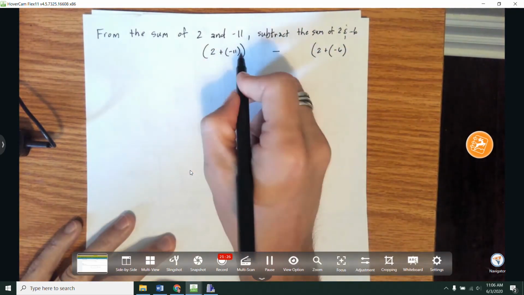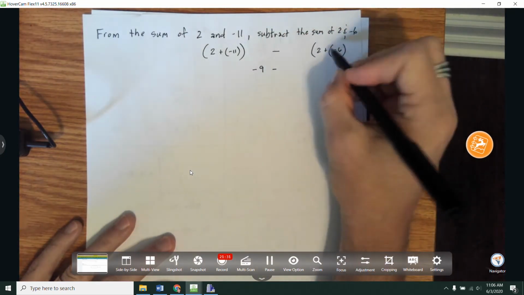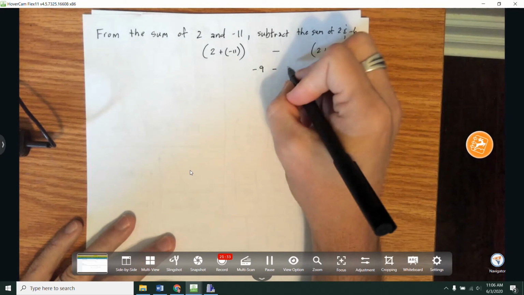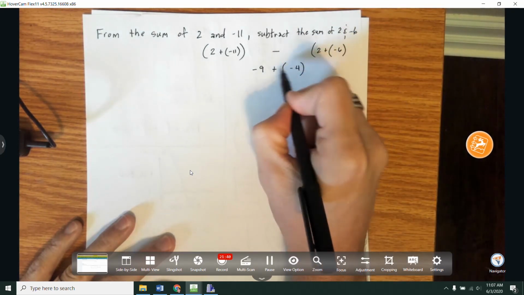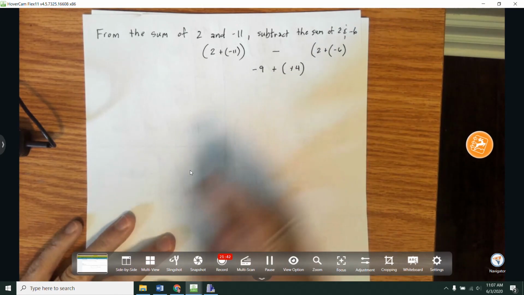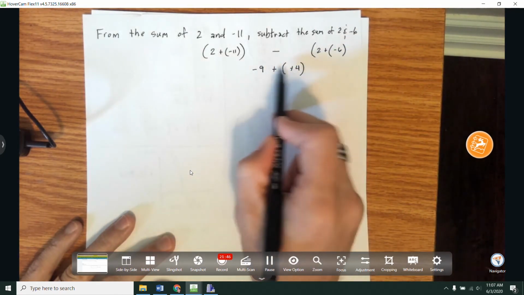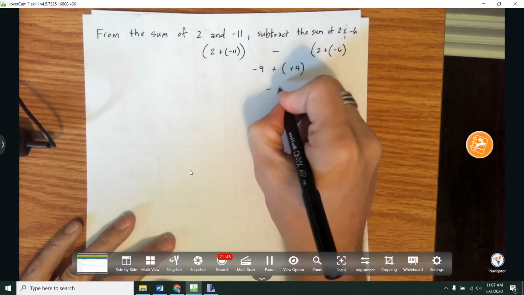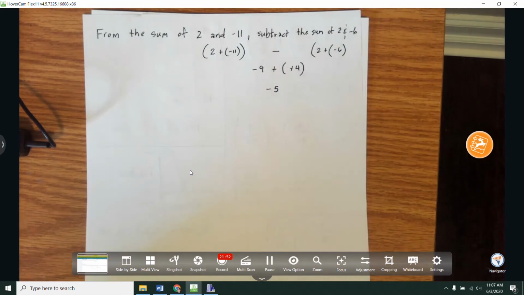So 2 plus negative 11 is negative 9, and then 2 plus negative 6 is negative 4. This is subtracting a negative, so this is going to be adding this 4, and these kind of counteract each other. So we're really doing subtraction between this, and so that gives us a negative 5. We're going to take the sign of the bigger number once we combine those.